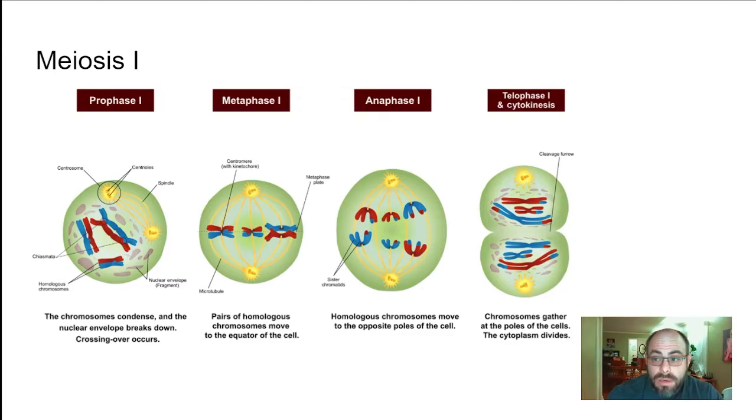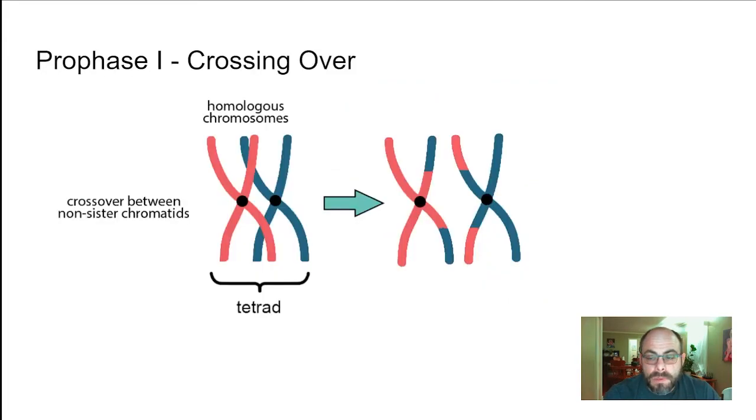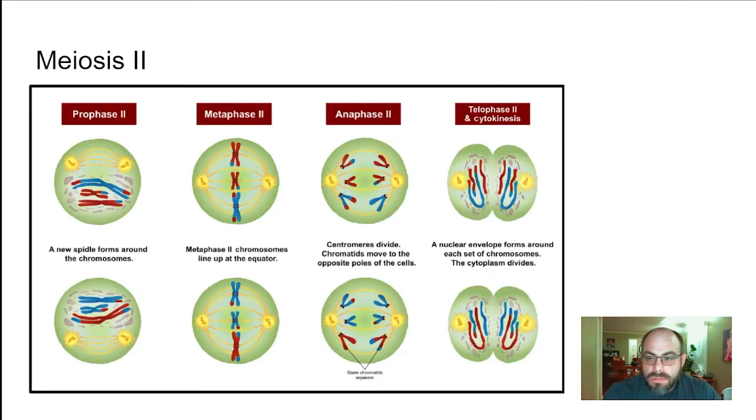You're going to have two cells, and those two cells are haploid, right? Even though they have twice as much chromosomes as you'd expect, they're haploid because they don't have a homologous pair with them, right? And so now you have two cells after Meiosis I, and next we're moving on to Meiosis II. This is Meiosis II. Very similar.